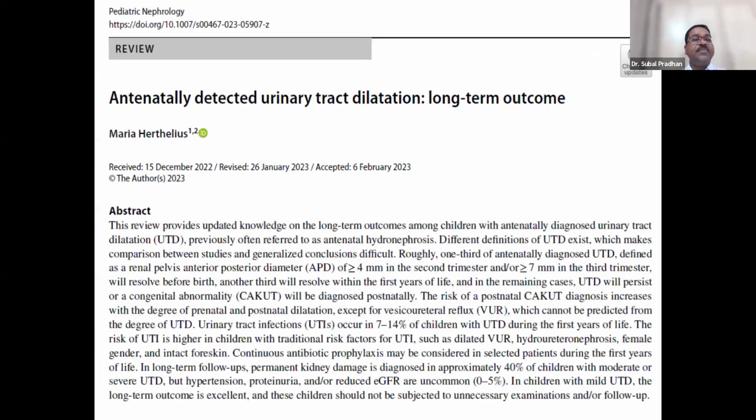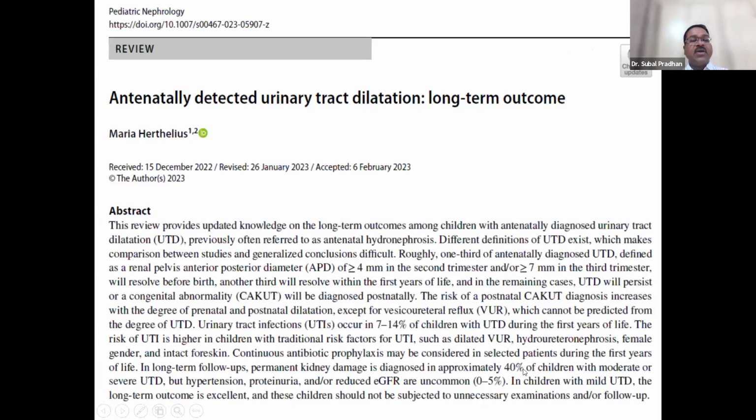And this is a recently published review article, a couple of months ago, looking at the long-term outcome of antenatally detected ureteric dilatations. This paper shows that in long-term follow-up, permanent kidney damage is diagnosed in approximately 40% of children with moderate to severe ureteric dilatations. However, hypertension, proteinuria, and CKD are present in only 0 to 5% of cases. Overall, in mild UTD, the long-term outcome is excellent, and these children should not be subjected to unnecessary examinations and follow-up.